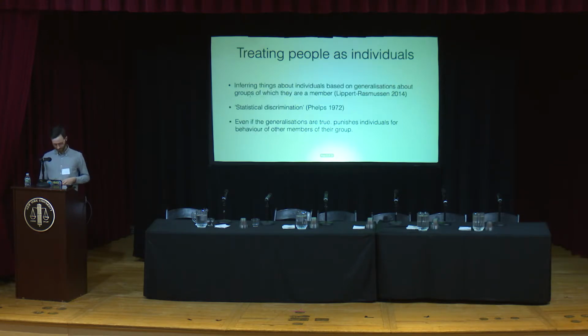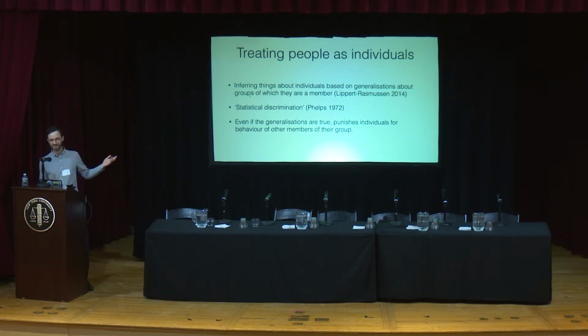humans, right? So another account that is sometimes proposed as an account of discrimination is that it violates the notion that people should be treated as individuals. So if you're inferring things about people on the basis of their membership in a group, a generalization about that group, then you're essentially punishing them for behavior that they haven't committed, but that other people in that group may have committed.